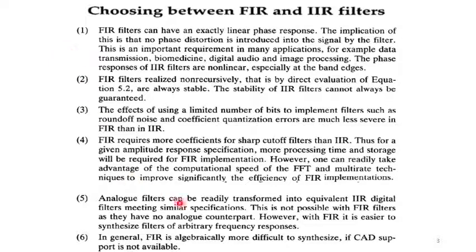Also, analog filters can be readily transformed into equivalent IIR digital filters meeting similar specifications. In the case of FIR, this is not possible as they have no analog counterparts. In general, FIR is algebraically more difficult to synthesize, whereas the IIR filter can easily be made.